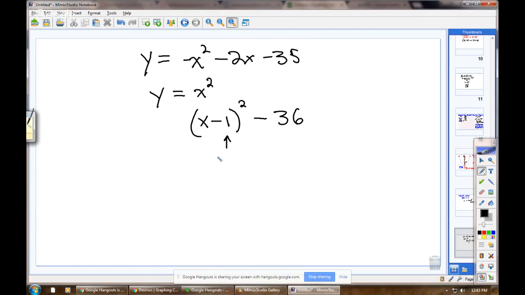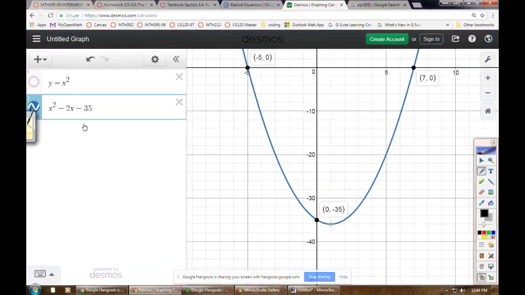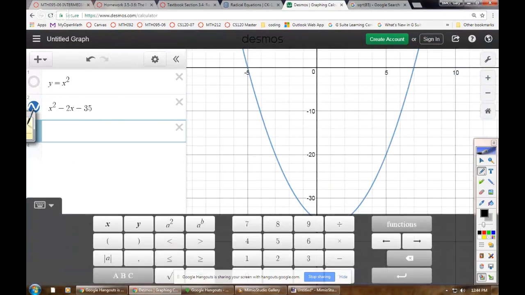So this right here means every point goes right 1. This one right here means every point needs to go down 36. Okay, so I'm going to check that out in Desmos, see if it's true. Here we go. So I'm going to graph a new function. Desmos will give it a different color. I want to graph y equals (x minus 1) squared. So that shifts it right 1. Okay, see that over here? I don't want to drop that down yet.